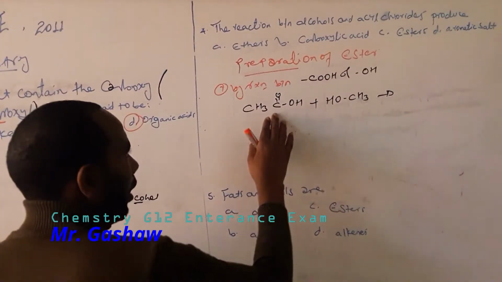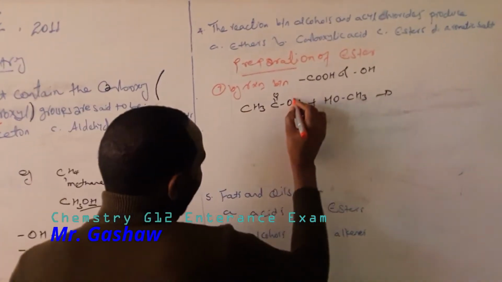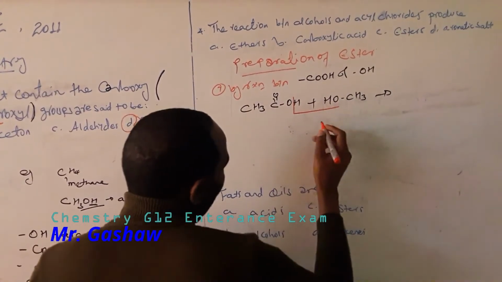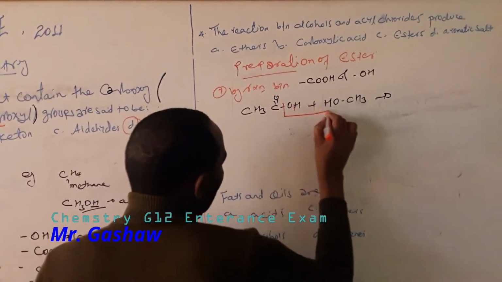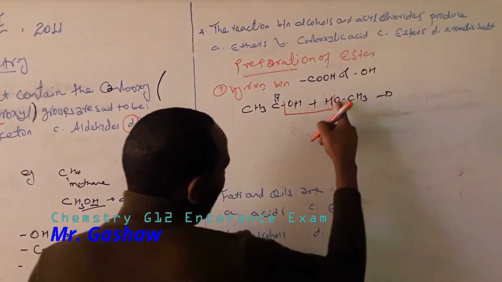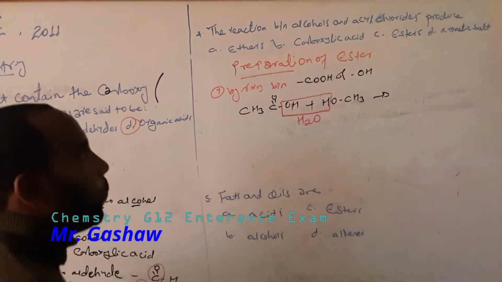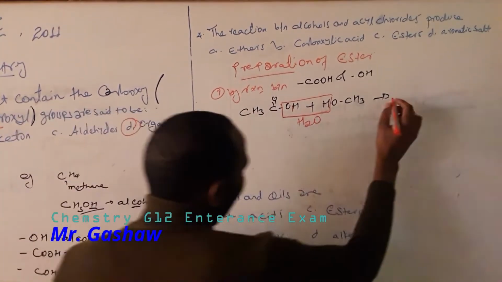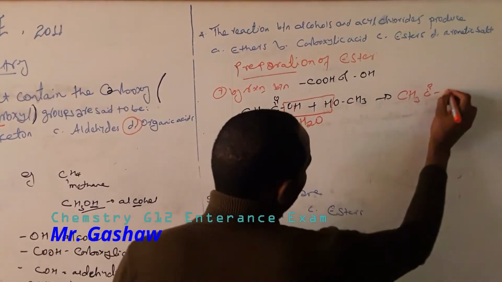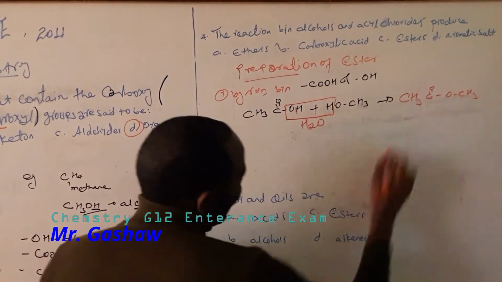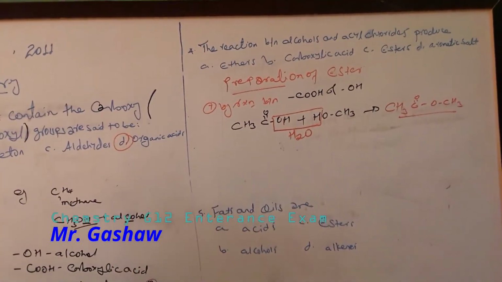To produce this, first there is bond cleavage in alcohols and carboxylic acids. In acids, the carbon-oxygen bond is cleaved, and in alcohols, the oxygen-hydrogen bond is cleaved, to produce a smaller molecule, water. What about the remaining part? Here it is: CH3, C double bond O, O, CH3. Look, this one is the ester functional group.